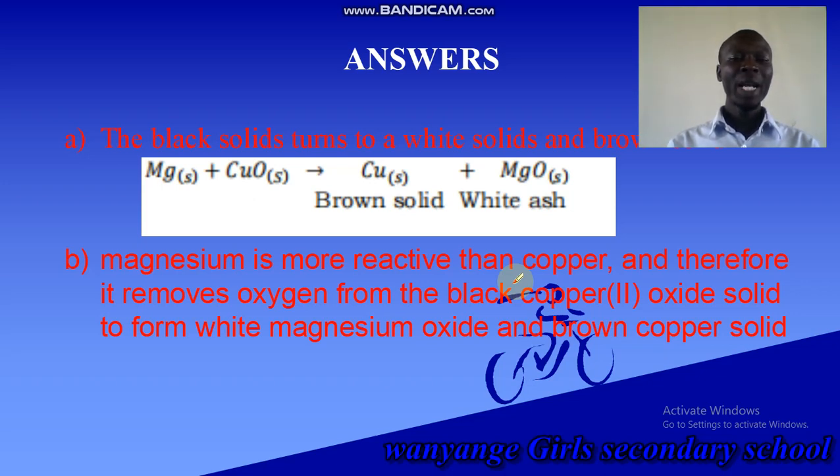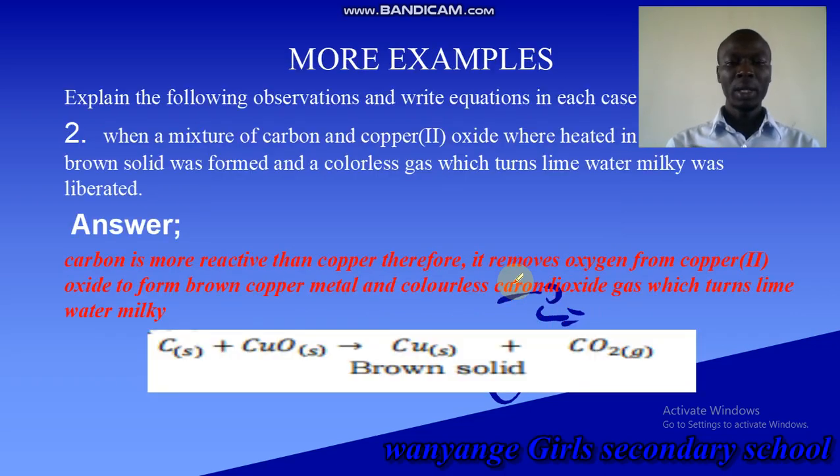Okay, so another question can ask you, name one, the white solid formed, that is magnesium oxide. Then two, the brown solid formed, that is copper metal. Great. So more examples here. Explain the following observations and write equations in each case. When a mixture of carbon and copper 2 oxide were heated in a test tube, a brown solid was formed and a colorless gas, which turns lime water milky, was liberated.